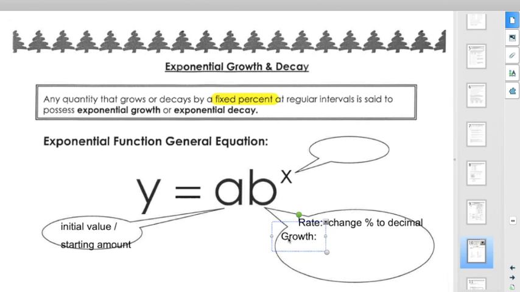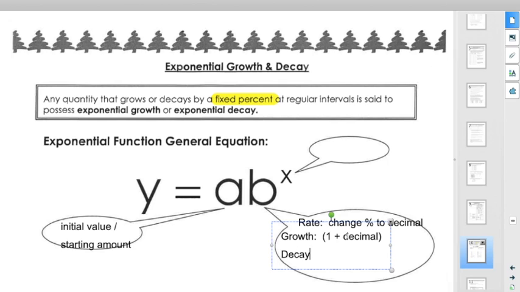If I get a growth and I want to figure out how I'm going to fill in my formula here, y equals ab^x, this will seem kind of confusing at first, but bear with me. It's 1 plus your decimal, aka your percent, because we always change percents to decimals. And again, it has to be 1 plus because a growth is greater than 1.